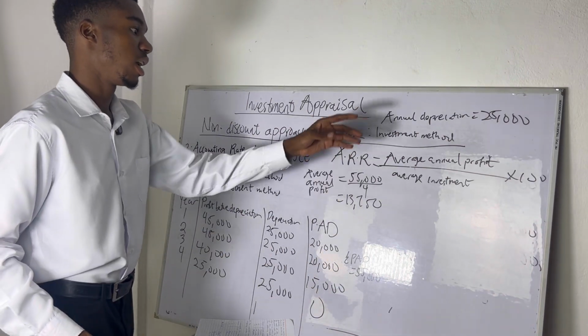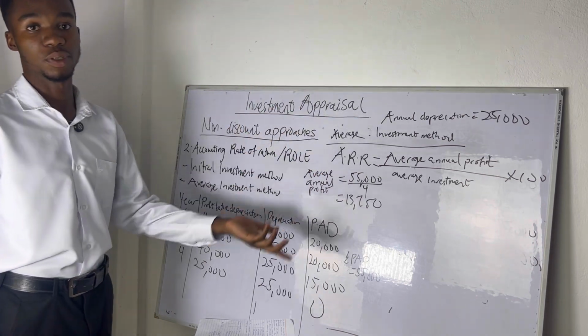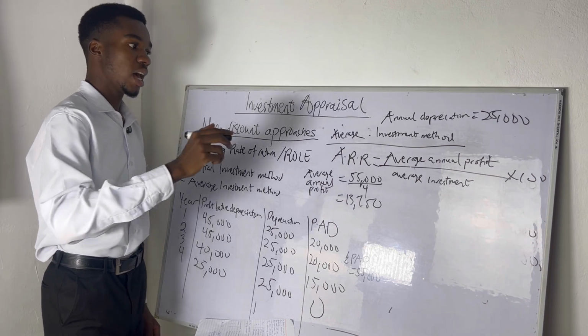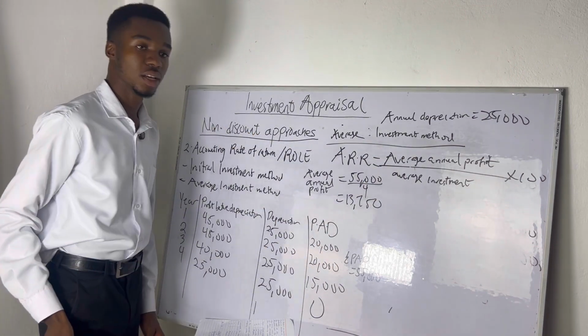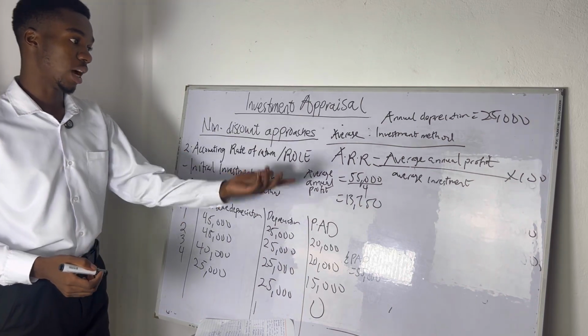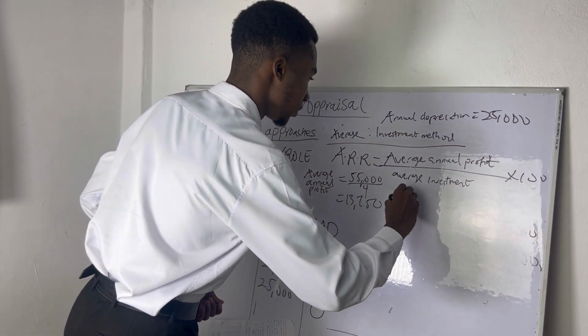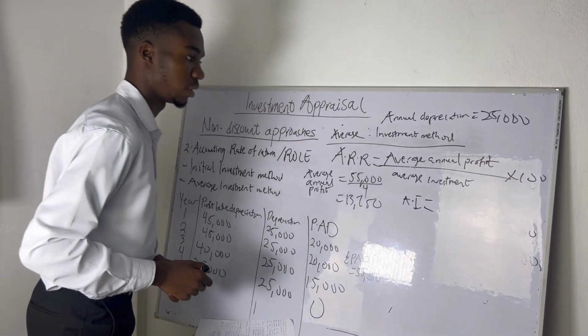So ARR is the average annual profit over the average investment times 100 for the average investment method. So now it's no more the initial investment, it's over the average investment. And we've already calculated our average annual profit, which is 13,750. So now we only need to calculate the average investment and input the values. So what is the average investment? I'm just using AI here for average investment because of space.